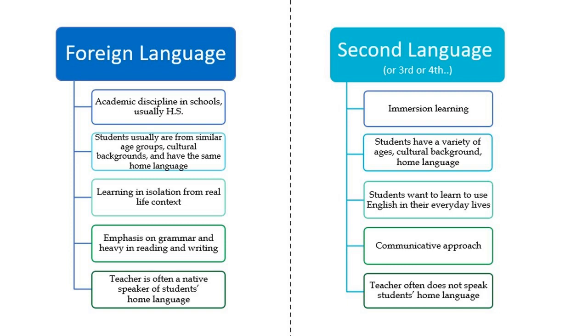For example, foreign or world languages are usually taught in high schools where the students are from similar backgrounds. Oftentimes, foreign or world languages are taught in isolation of real-life context with an emphasis on grammar, and the teacher often is a native speaker of the student's home language. Those of you who are former ESOL students know that there's a big difference between learning a non-dominant language in school for fun or for professional or educational purposes and learning the dominant language as a second or third or fourth language in order to be able to navigate the world in your daily lives.